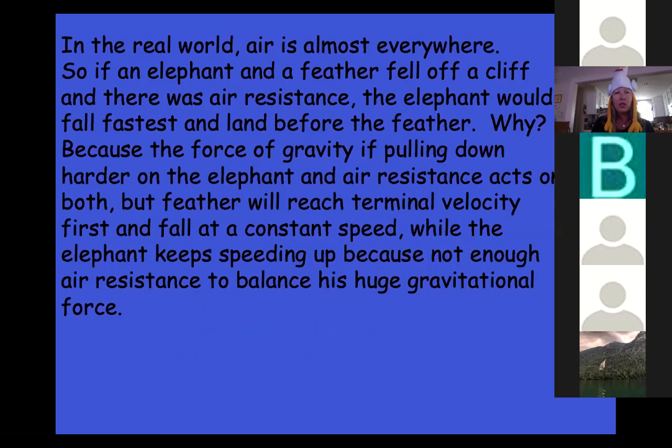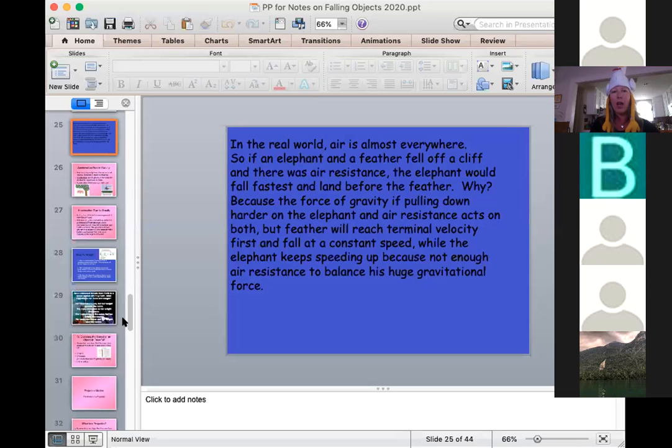Right. So in the real world, air is almost everywhere. So if an elephant and a feather fell off of a cliff and there was air resistance, the elephant would fall fastest and land before the feather. But in the absence of air, they would fall at the same time.